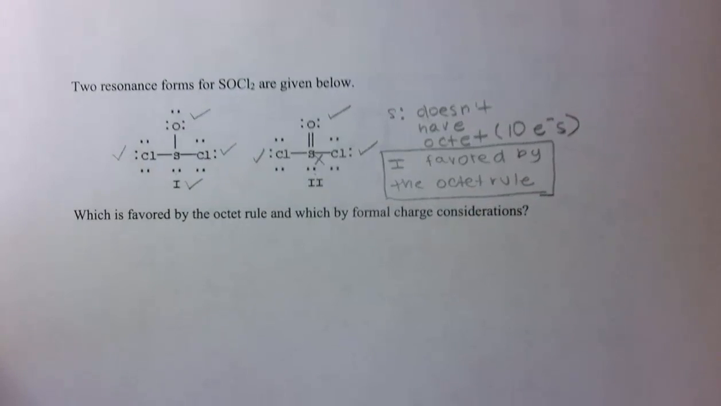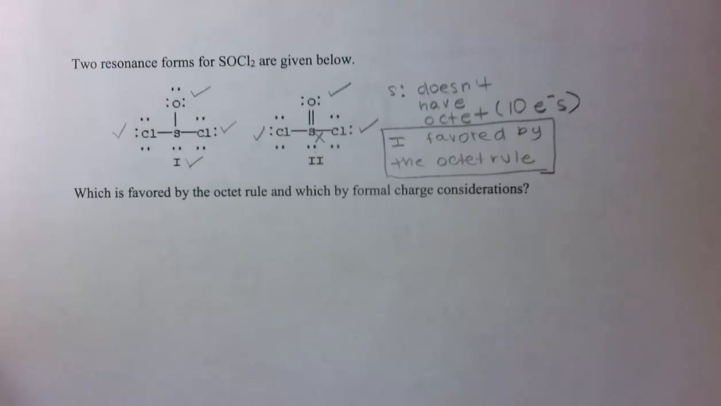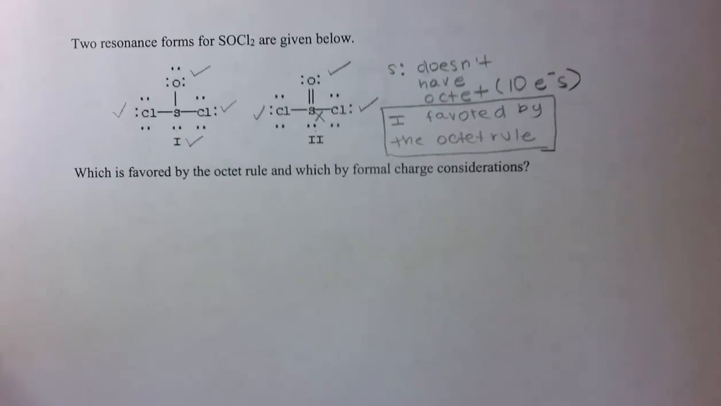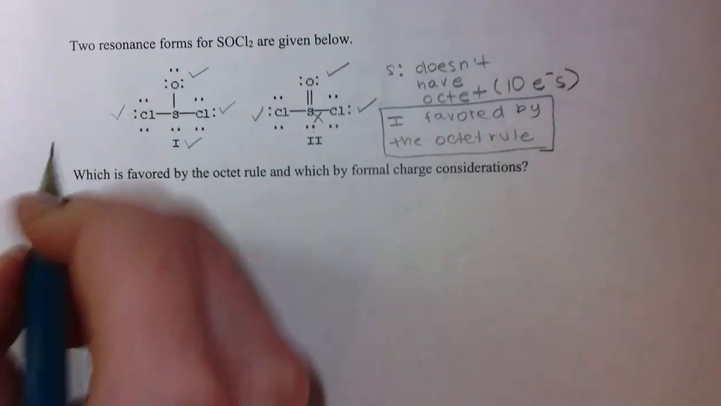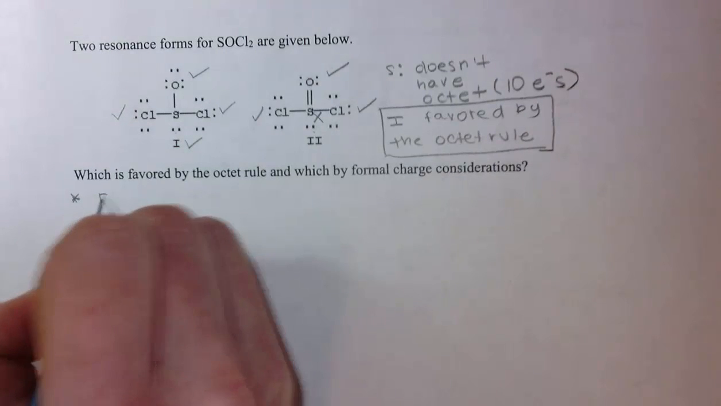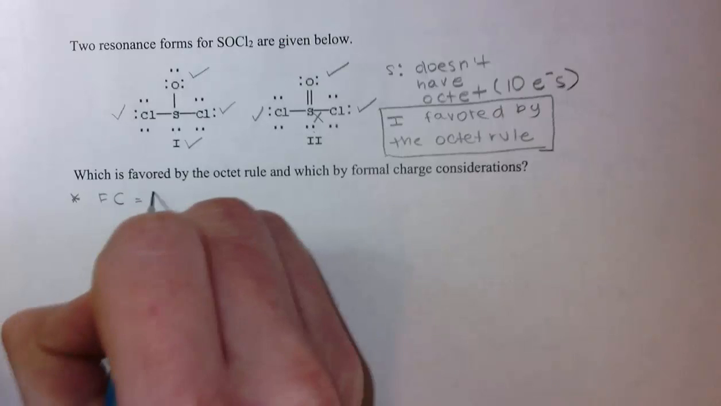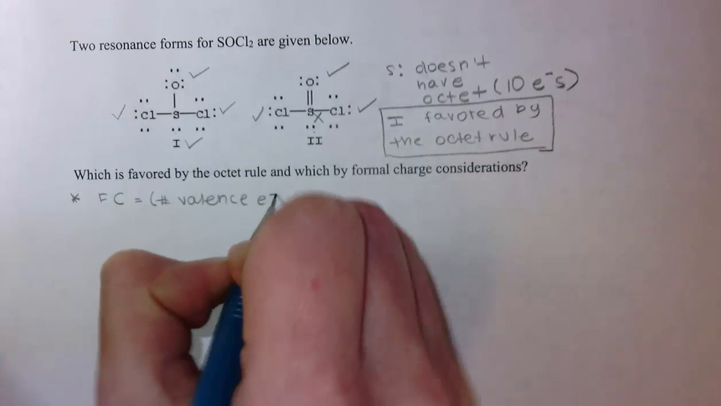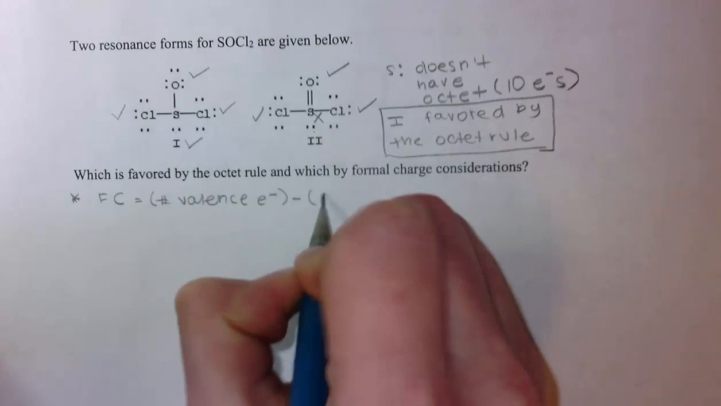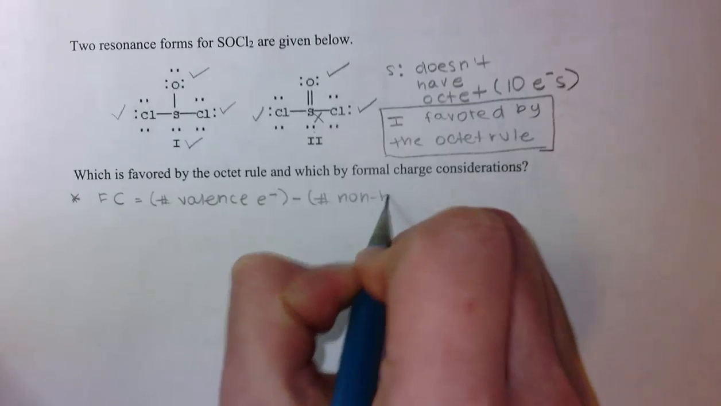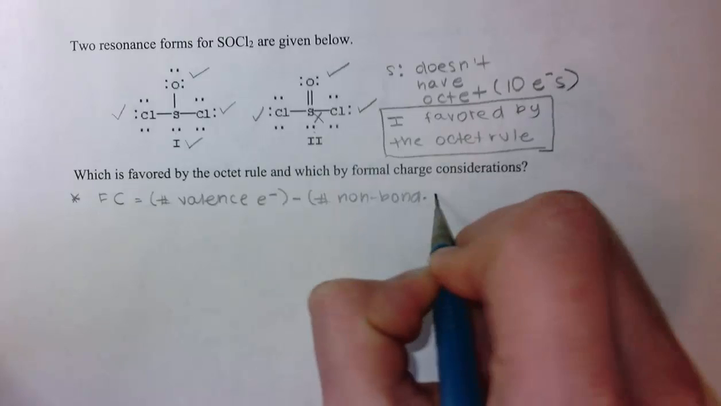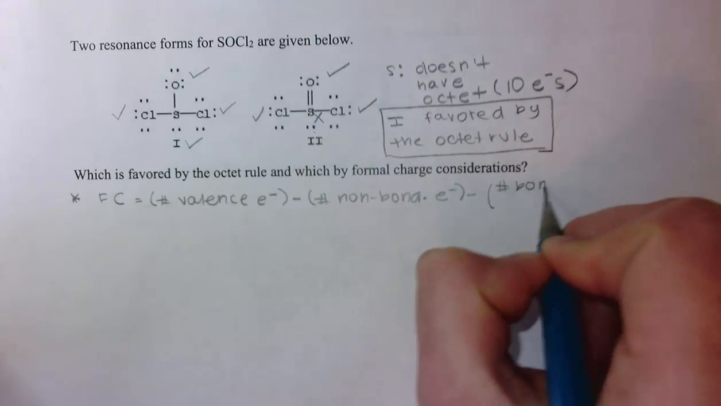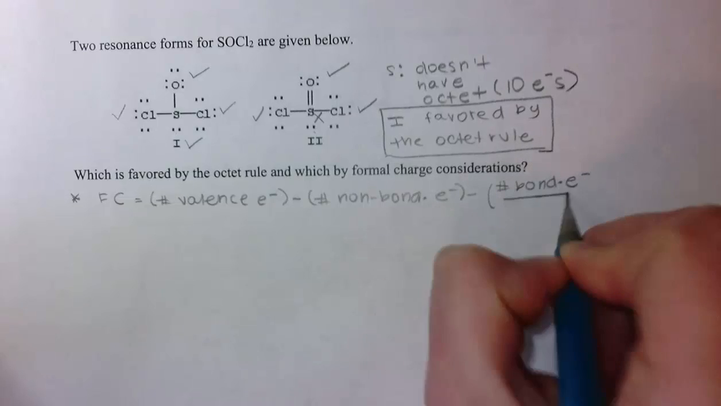And now we can move on to the formal charge considerations. When we're trying to find the formal charges, we can use a formula, which I'll write here. The formal charge equals the number of valence electrons minus the number of non-bonding electrons minus the number of bonding electrons divided by 2.